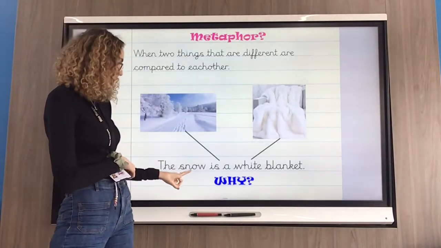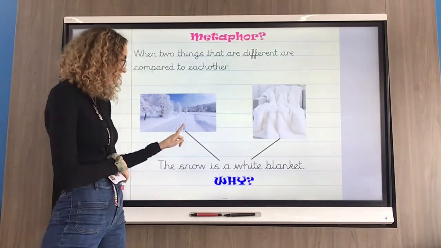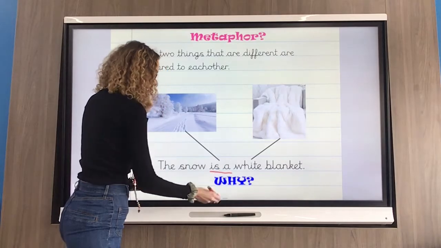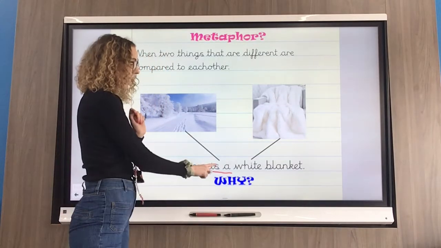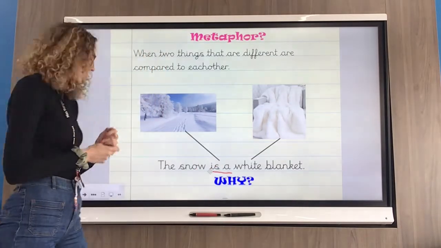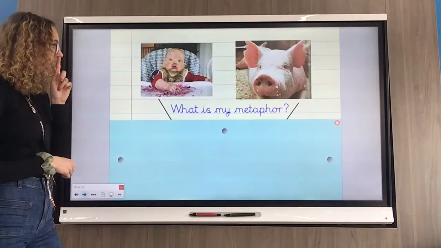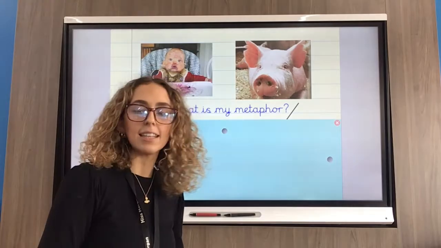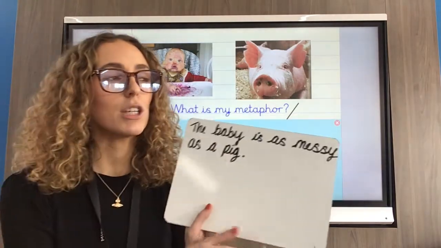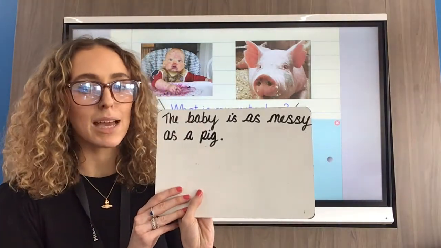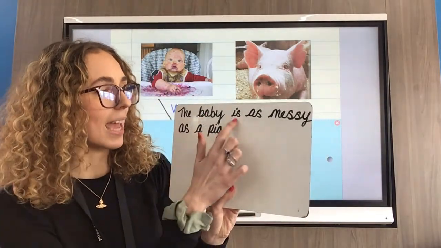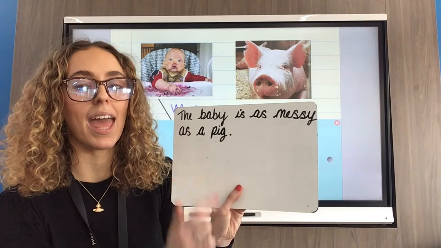Okay, so we have the 2 objects, don't we, in our pictures. And what words do we use in between our objects? It says the snow is a white blanket. Okay, so I need a metaphor for these 2 pictures. And I have written a sentence here. Now I want you to tell me, yes, Miss Morgan, that is a metaphor, or no, that isn't a metaphor. Okay, the baby is as messy as a pig.